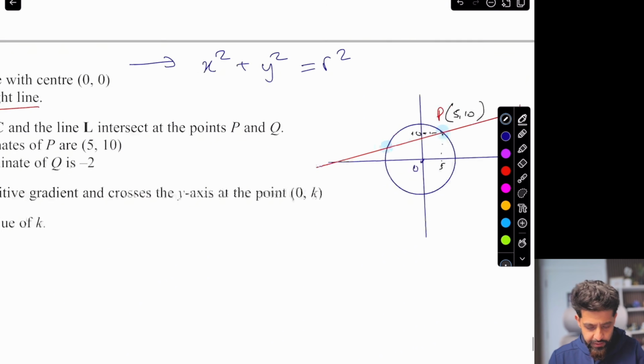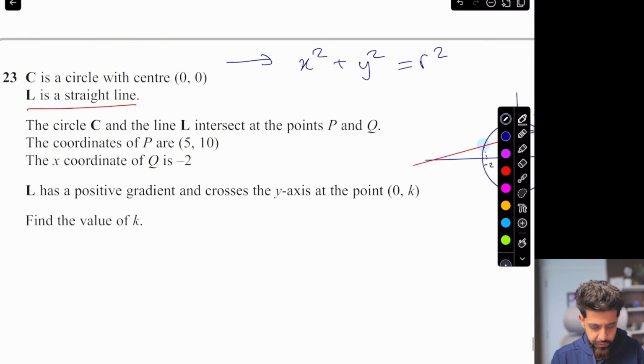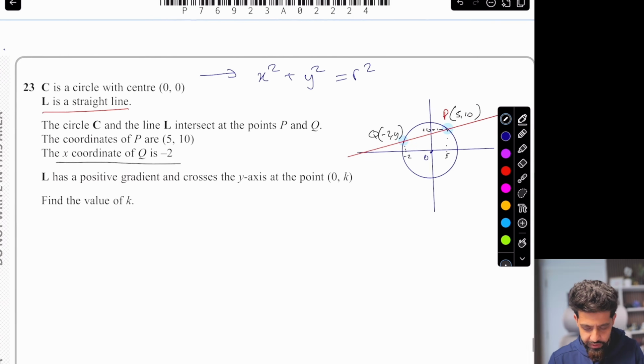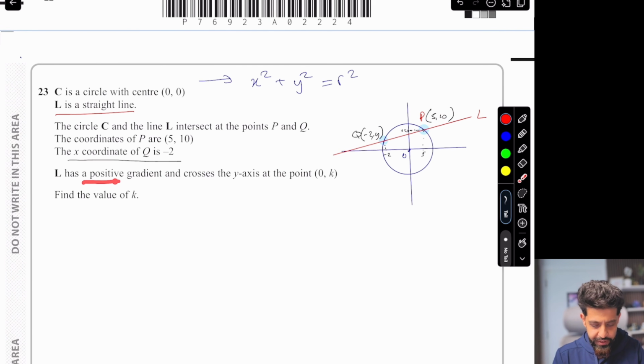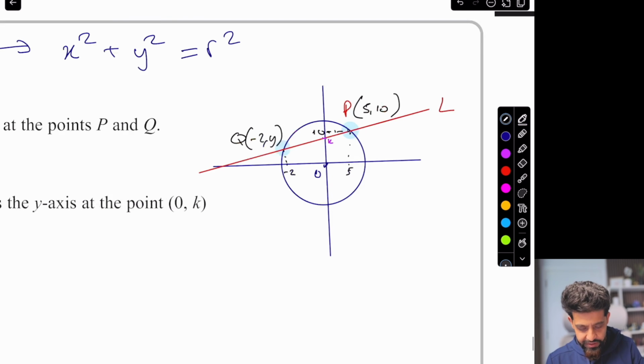Then the other one, Q: the x coordinate of Q is minus 2. We are given the x coordinate of Q as minus 2, so we know minus 2, we don't know the y. That's probably what we need to find at some point. L has a positive gradient, so that is correctly drawn, and it crosses the y-axis at 0, k. So c right here, that is k right there. That's the intercept as well.